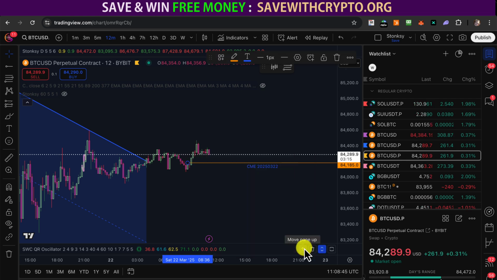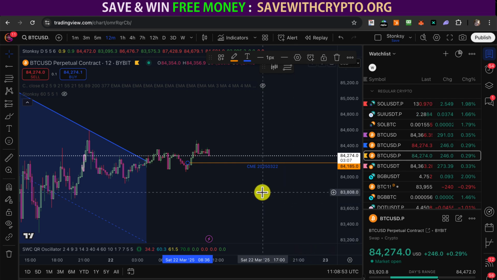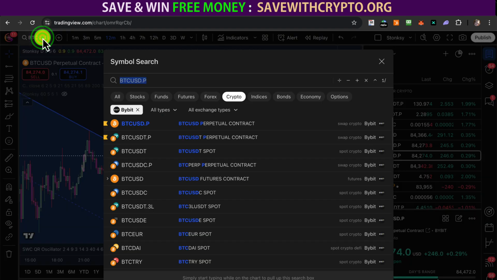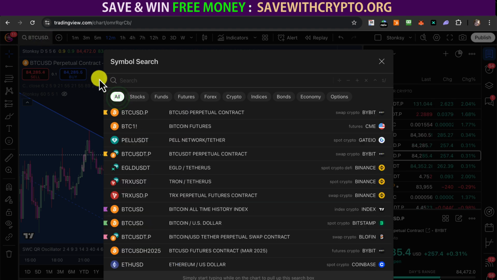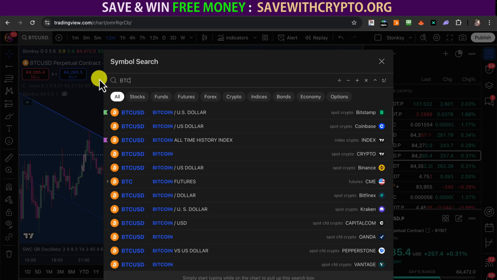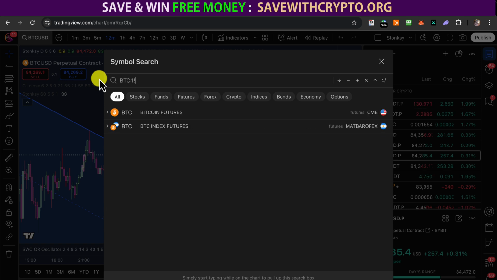Now that doesn't make complete sense because the actual chart you're looking at, for example this is the ByBit perpetual contract chart, will be different to the CME. So I like to look at the CME chart as well. And to get there, you need to put this onto all. And here you need to look for BTC1!, and then you will see it here, Bitcoin futures. So that's the chart you want.